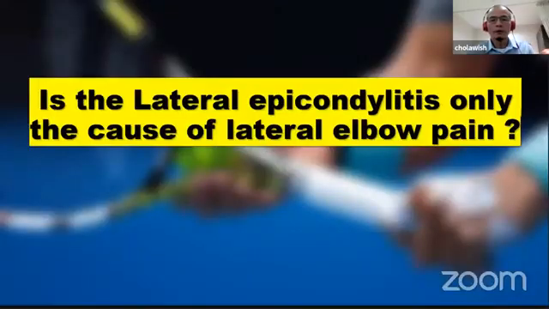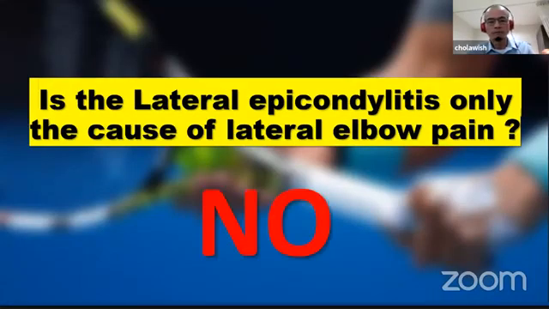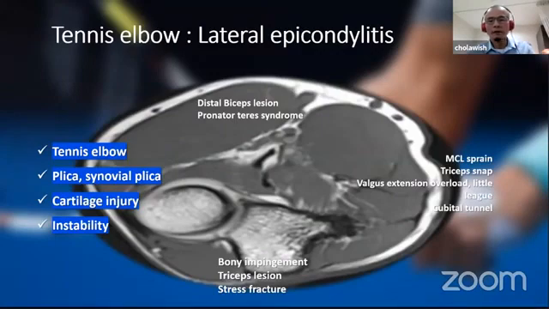Is lateral epicondylitis the only cause of lateral elbow pain? My answer is strongly no. There is a list of common causes that can cause lateral elbow pain, like tennis elbow, plica or synovial plica, cartilage injury, and instability.